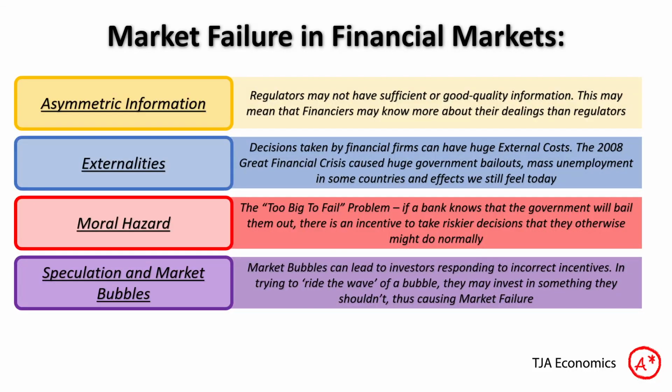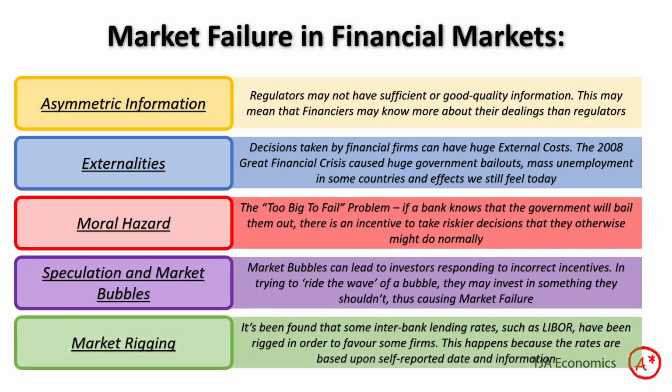Speculation and market bubbles. Market bubbles can lead to investors responding to incorrect incentives. In trying to ride the wave of a bubble, they may invest in something they shouldn't, thus causing market failure. And lastly, market rigging. It's been found that some interbank lending rates, such as LIBOR, etc., have been rigged in order to favour some firms. This happens because the rates are based upon self-reported data and information.